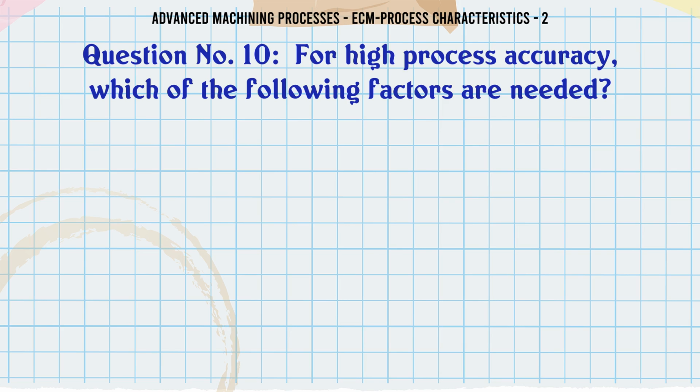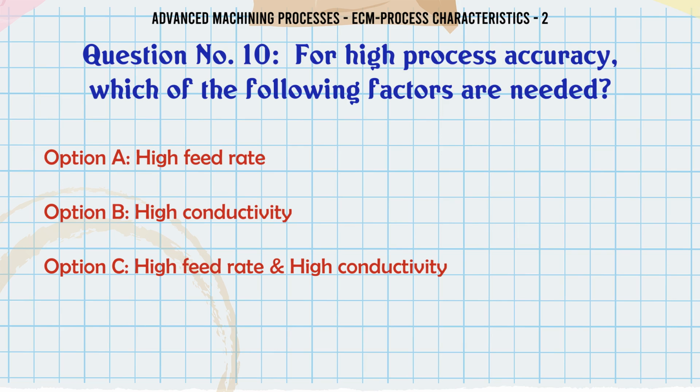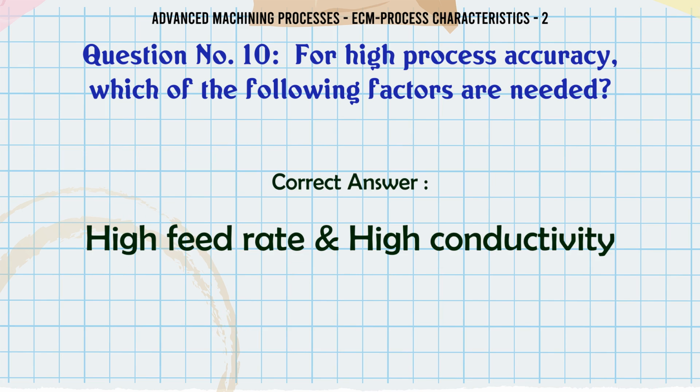For high process accuracy, which of the following factors are needed? A. High feed rate, B. High conductivity, C. High feed rate high conductivity, D. None of the mentioned. The correct answer is high feed rate high conductivity.